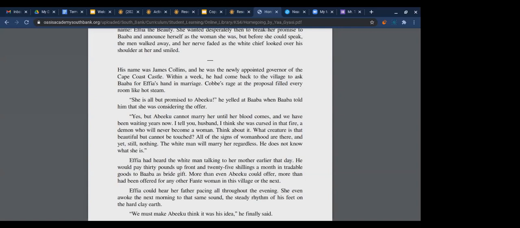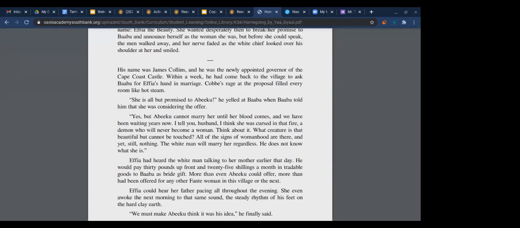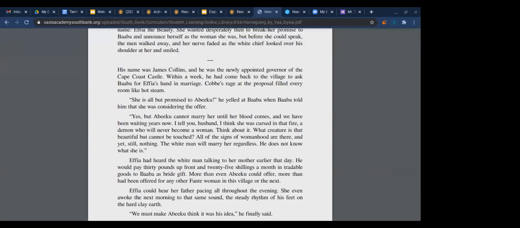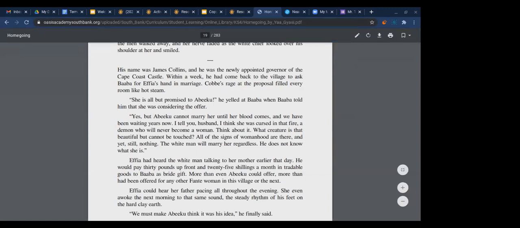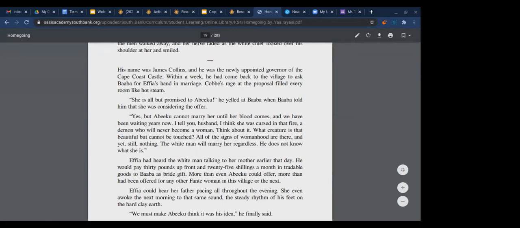So what do we think? Third person limited or third person omniscient? I think it's third person omniscient. Why omniscient? You're right, but tell me why you think that.